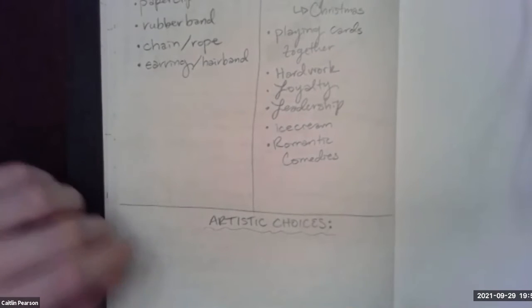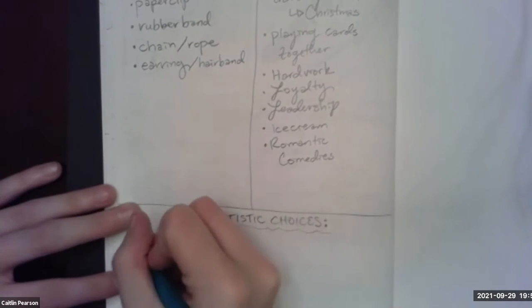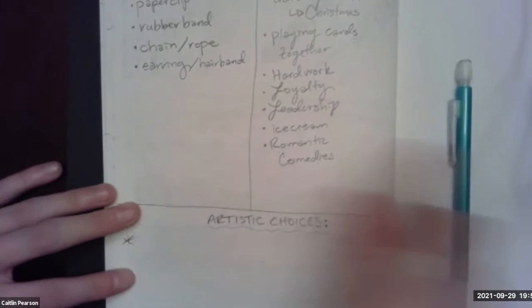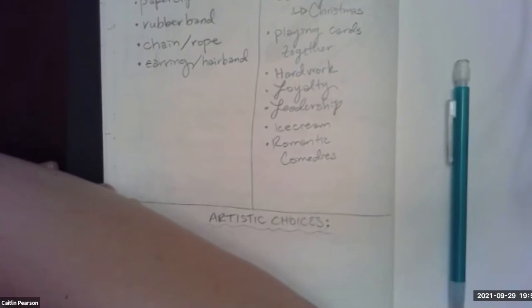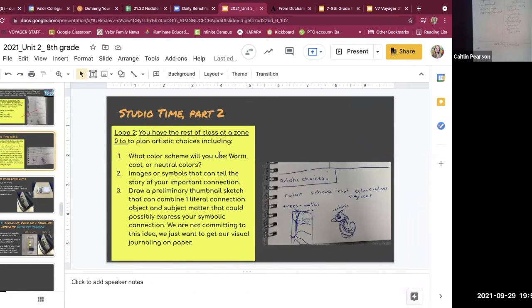So for example, with my grandmother, one thing I know about her is that she always wears purple eyeshadow. So for my colors, because that's something we want to decide, right, is our color scheme. And I'll go back to one of these slides. You can see here, studio time part 2. For the rest of class, you have your artistic choices. So for me, there's deciding a color scheme, deciding what images or symbols, and then creating a thumbnail sketch, getting some ideas down, right?